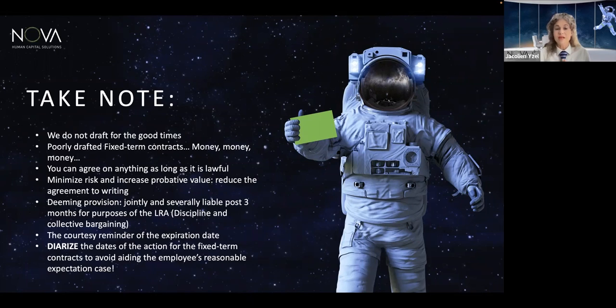So remember, you minimize risk by putting your contract on paper because you can prove what you agreed, and at the same time, you satisfy the compliance that the basic conditions of employment requires of you, written particulars. The deeming provision, remember, for purposes of collective bargaining, for discipline and for remuneration, those employees need to be treated the same.